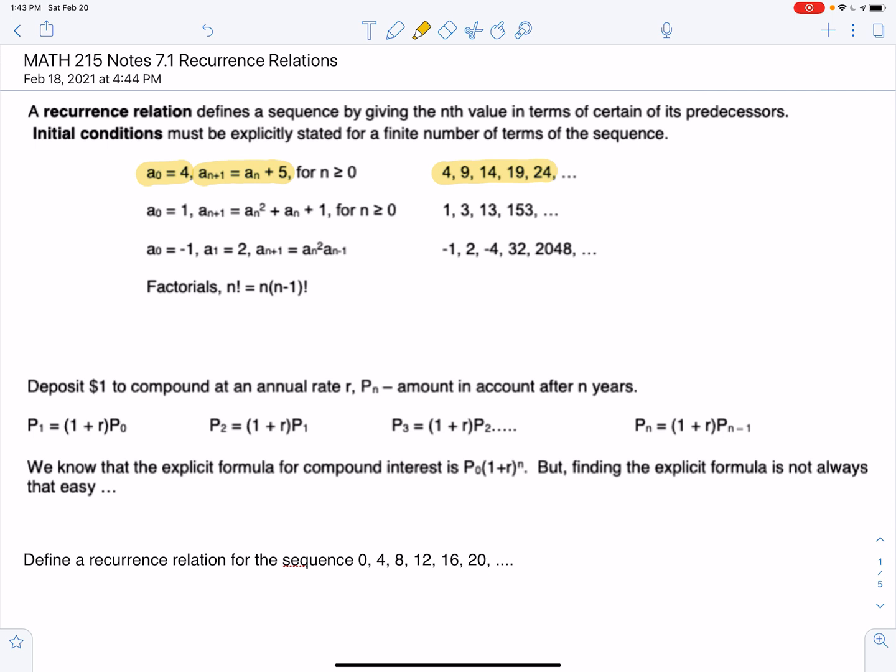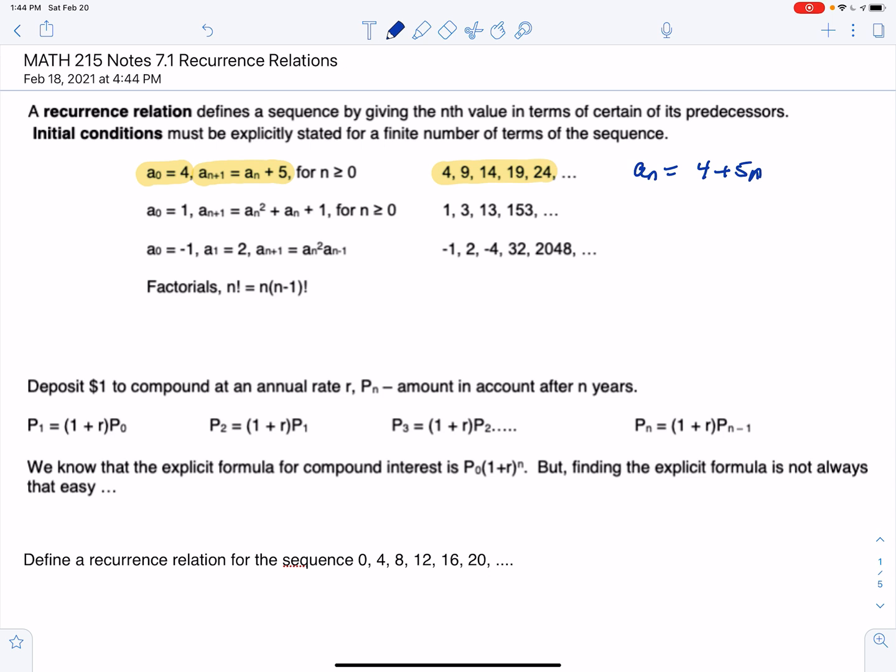The first term is 4. To get the next one, you're going to add 5. And to get all the subsequent terms, you're going to keep adding 5. So there is an example where we do know what the formula for the nth term is. A sub n is going to be equal to 4 plus 5n. And I didn't mean to put n as a subscript there, but there is the formula there.